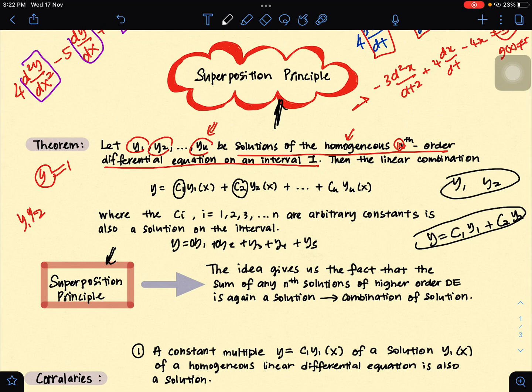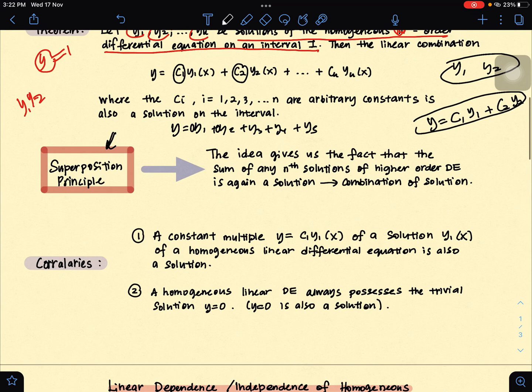Okay, therefore we have corollaries, where corollaries ini adalah supporting statement to the theorem. Okay, corollaries mengatakan bahawa a constant multiple c y1(x), maksudnya kita punya solution adalah y1. Constant multiple maksudnya solution kita ini didarabkan dengan any constant, okay, of a solution y1. So y1 tu solution of a homogeneous linear differential equation. We are now focusing on the homogeneous differential equation is also a solution.